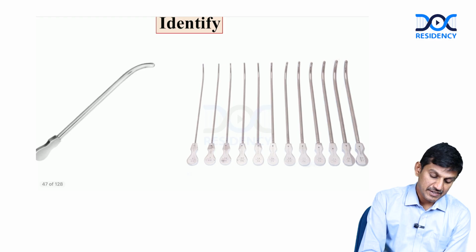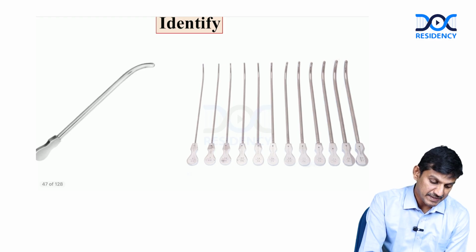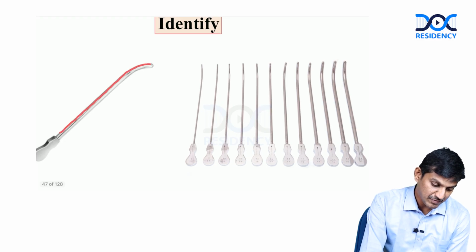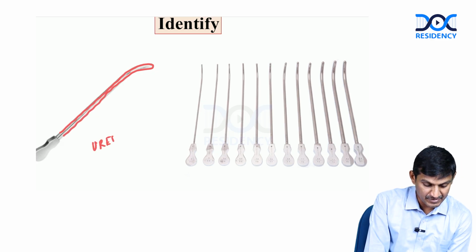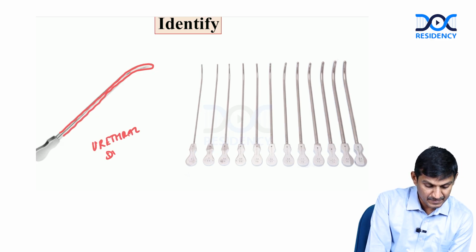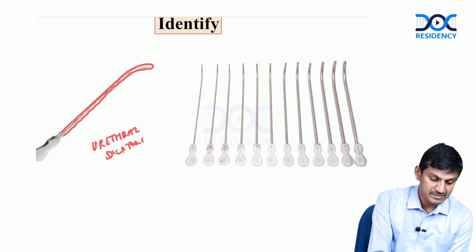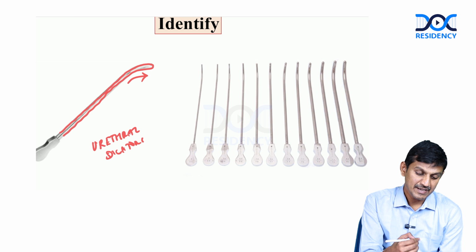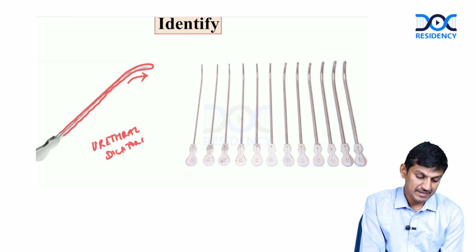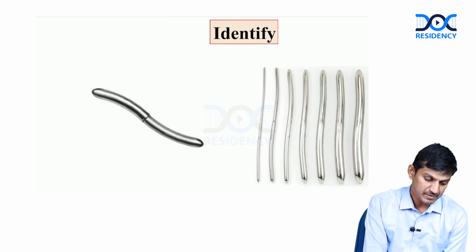So identify this. What do you see here? You get to see a series of metal dilators. These are called urethral dilators. Okay, what is this? This bend is to negotiate the prostatic urethra, to negotiate the bends in the normal anatomy of the urethra. These are called metal dilators. These are the different types of male urethral dilators.